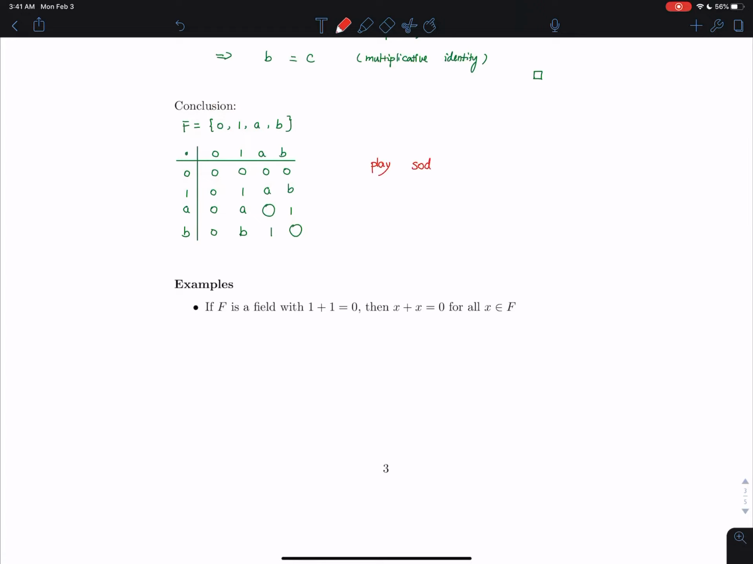Did I spell it right? How do you spell Sudoku? I don't know how to spell. Just play Sudoku. Pretty sure you know how to play.